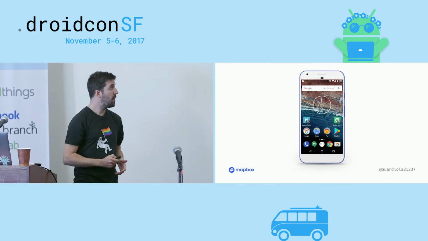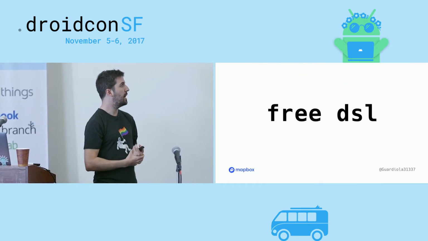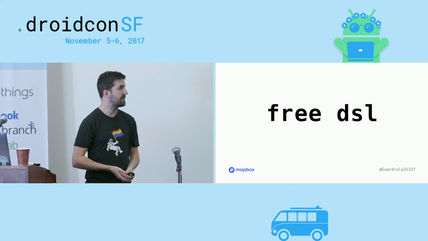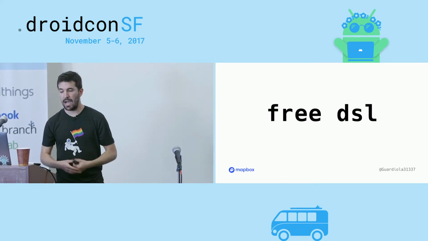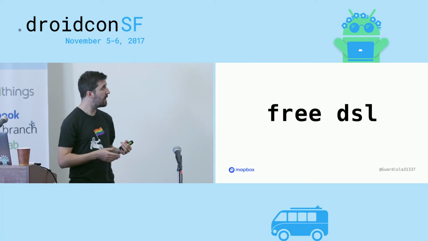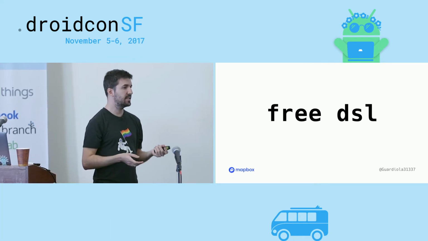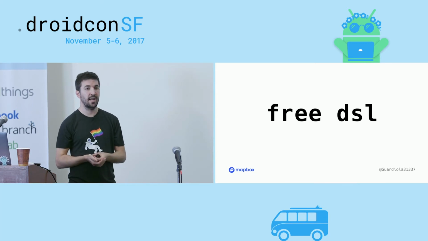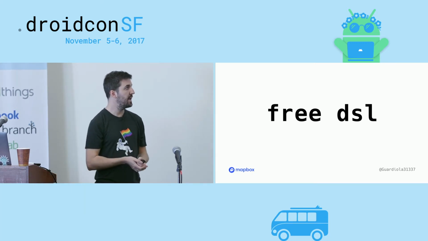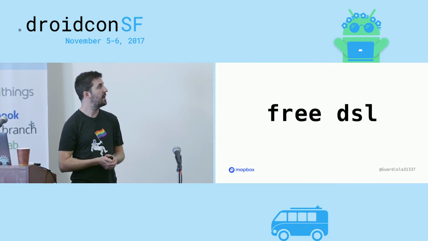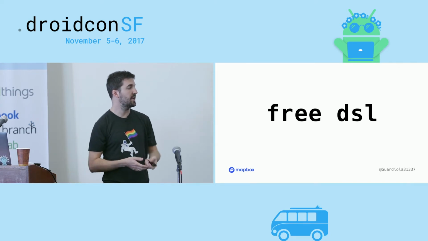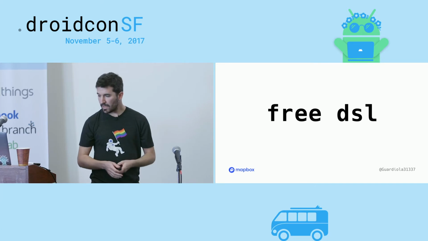And how did I implement this? Using the free abstraction from Arrow, and basically what free means is separating the concerns using an abstract syntax tree, and then executing this abstract syntax tree using an interpreter.